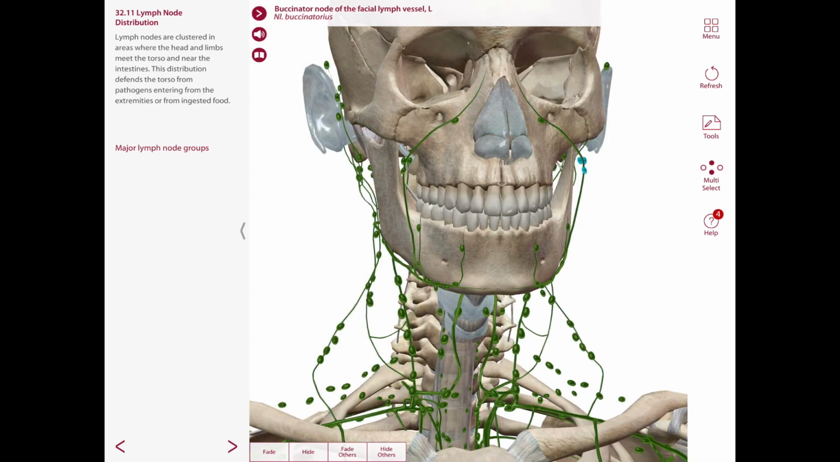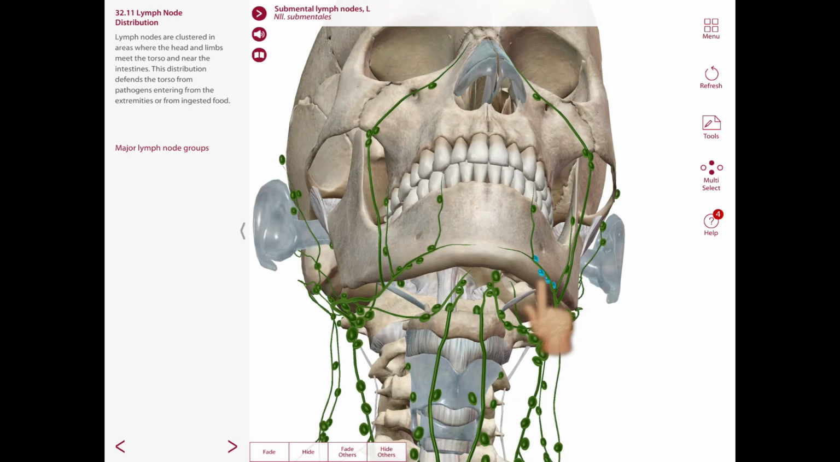We also have a group of scattered lymphatic nodes that we know as the facial nodes. Here we can see this nasolabial node, this buccinator node, and we also have these mandibular nodes. These, like I said, are scattered along the course of the facial artery and vein, and they receive lymph from the eyelids, nose, face, cheeks, and the lips.